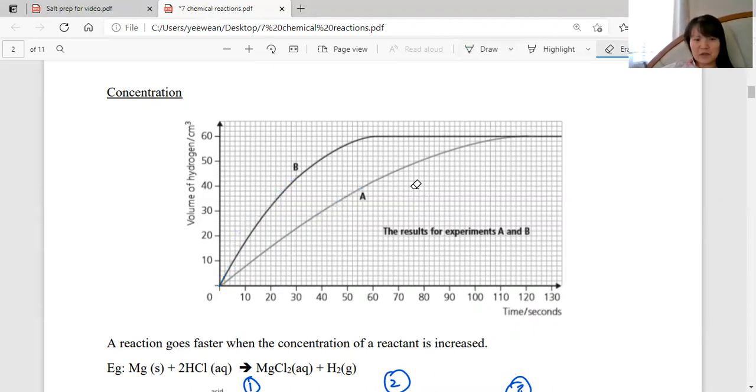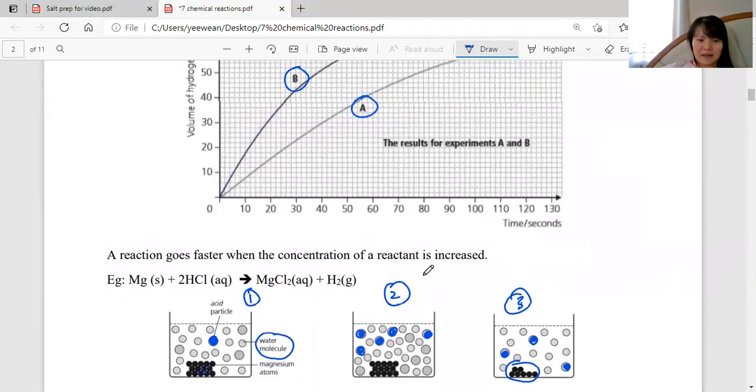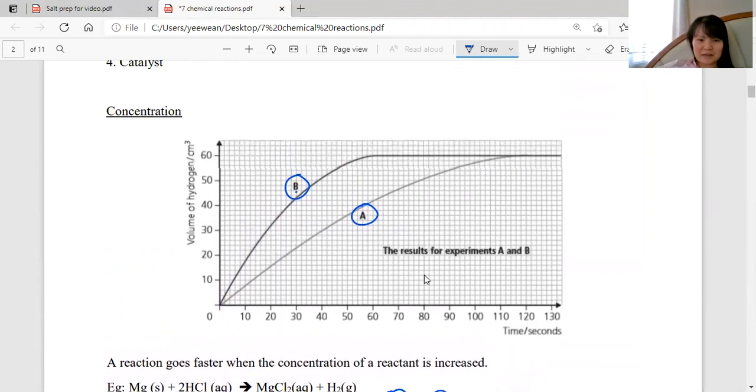Okay, so if you compare these 2 graphs, I would say that B has a higher concentration and A has a lower concentration. That is for these 2 beakers. A represents the beaker with lower concentration of acid particles, and B has higher concentration of acid particles, so they collide more, and it gives us a faster rate of reaction, especially in the beginning, because the concentration was higher in the beginning.